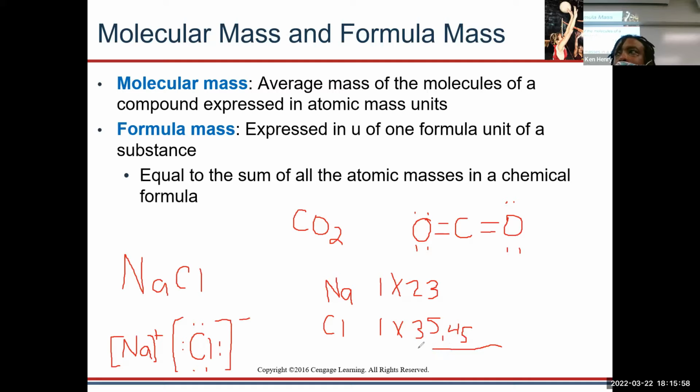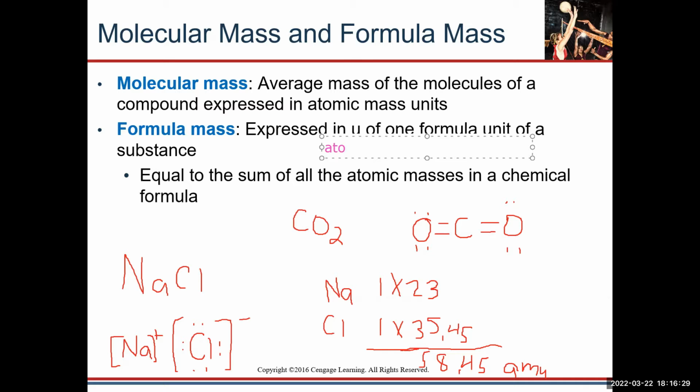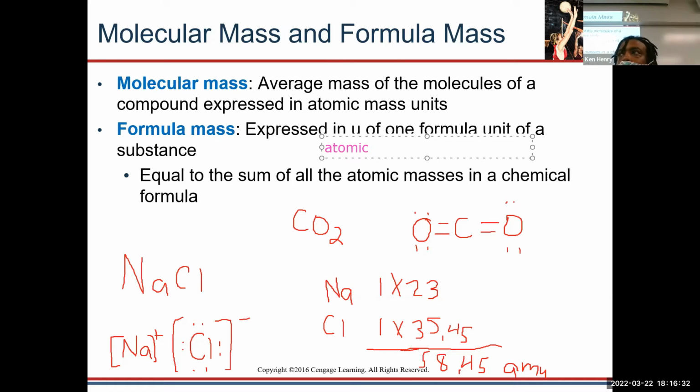And so the mass of that compound is going to be the sum of the two, right? There's 1 of each. So then that is 58.45. And the units would be AMU, standing for atomic mass units. That's a 58, yes. So that would be the molecular mass, that would be the formula mass.